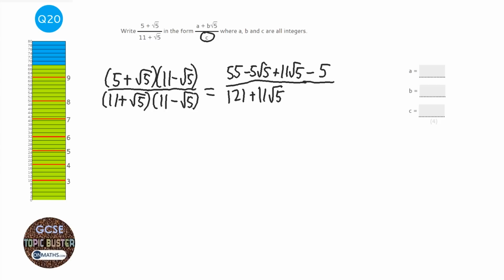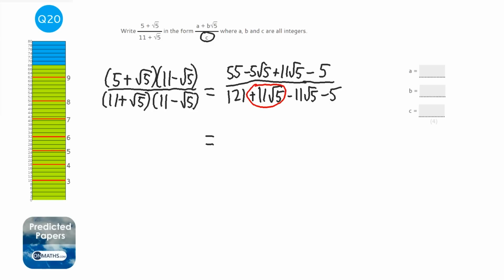Then we've got minus root 5 times 11, which is minus 11 root 5. And then we've got positive root 5 times negative root 5, which is minus 5. Okay, now you might see what happens at the bottom. The whole purpose for doing this is you end up with the surds cancelling each other out. So let's simplify the top.